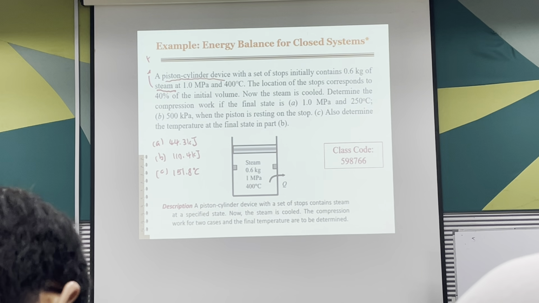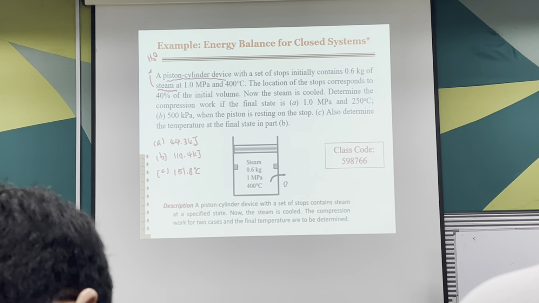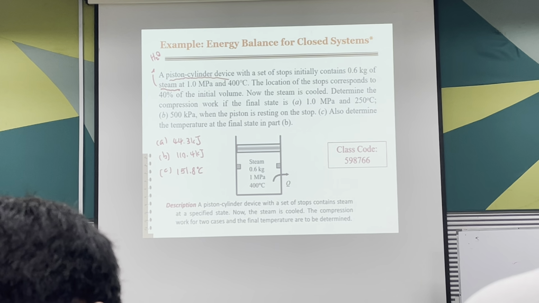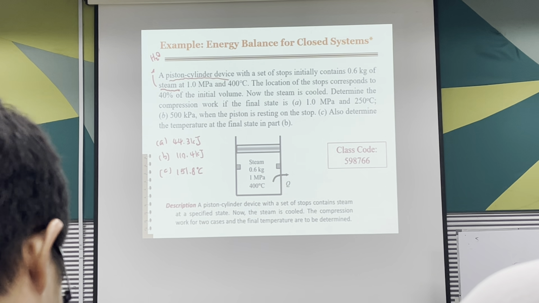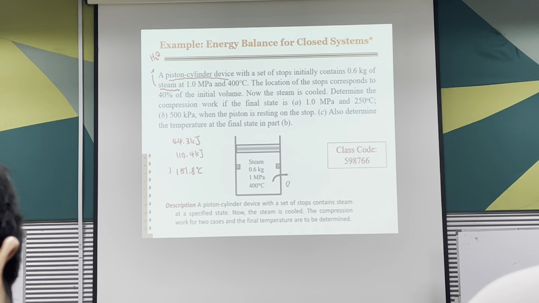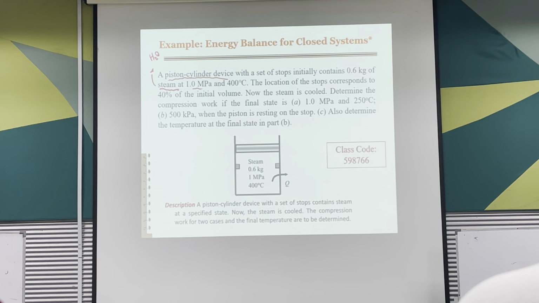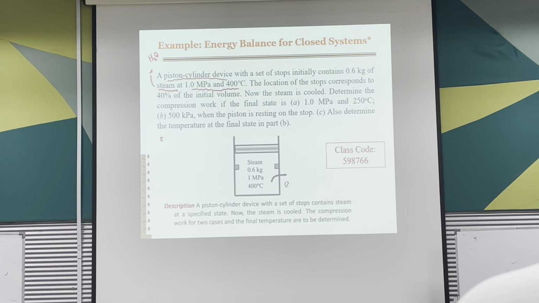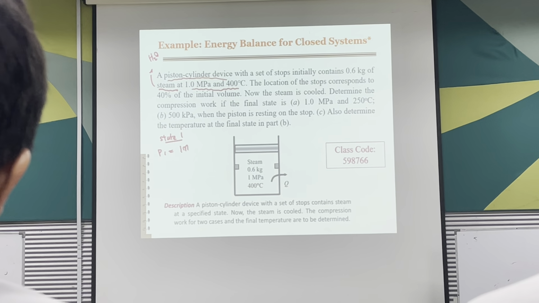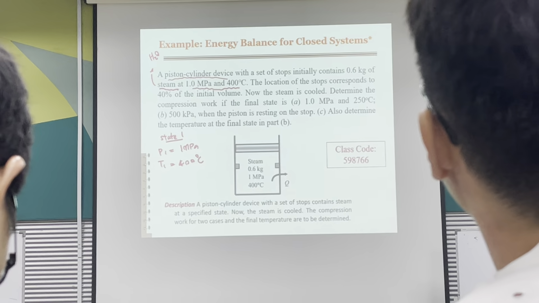Then you need to note that you are dealing with steam. So you are dealing with H2O here, meaning when you solve this question, you need to use the thermodynamics properties table for water. Okay. Now, and then you note down what are the states that are given to you. Now, so you are told that initially, so at state 1, P1 is 1 megapascal and T1 is 400 degrees Celsius.